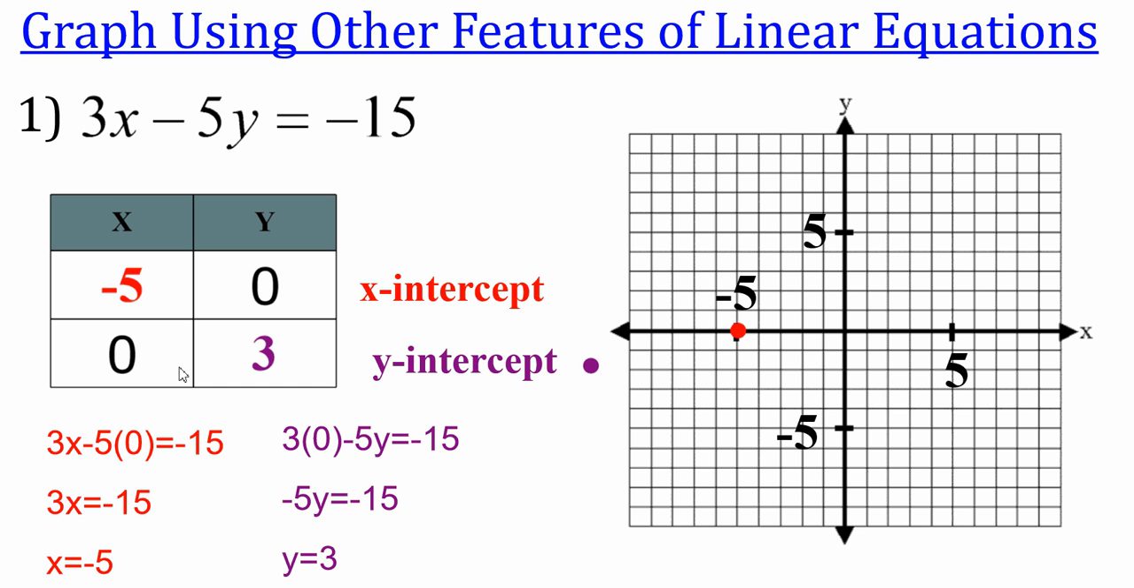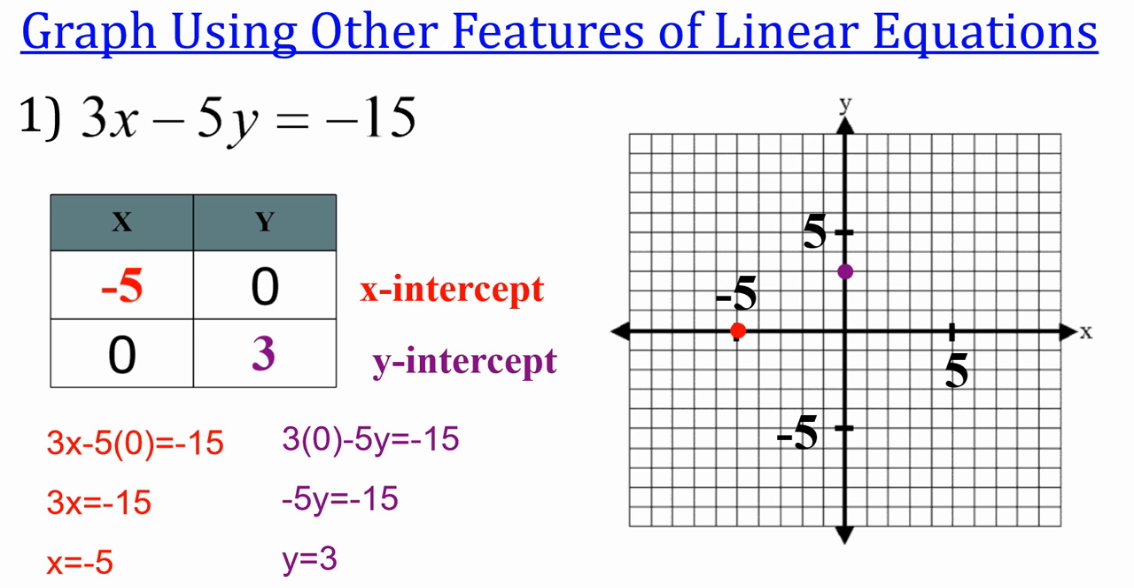Again, to solve for the y-intercept, you're putting an input of 0, so 0 is going in for x. We know 3 times 0 is 0, which leaves us with negative 5y equals negative 15. Undo the multiplication of negative 5 by dividing each side by negative 5, where y equals 3. So our y-intercept is at (0, 3).